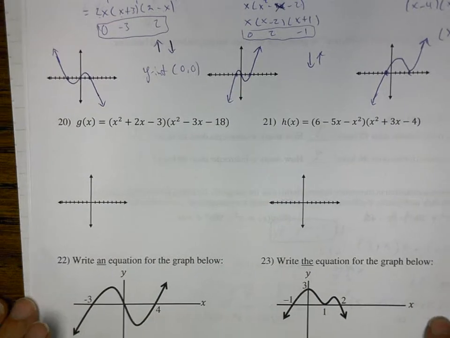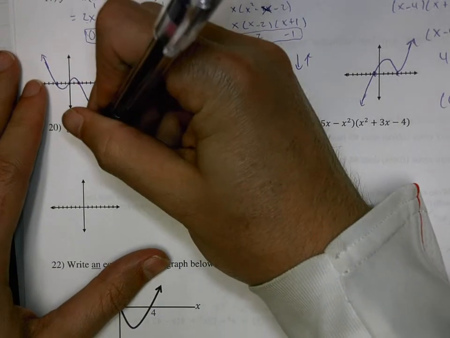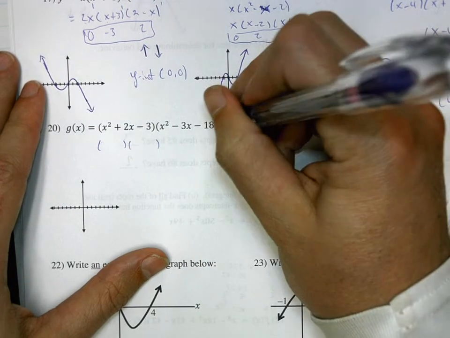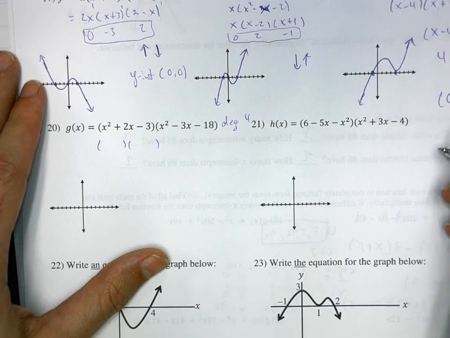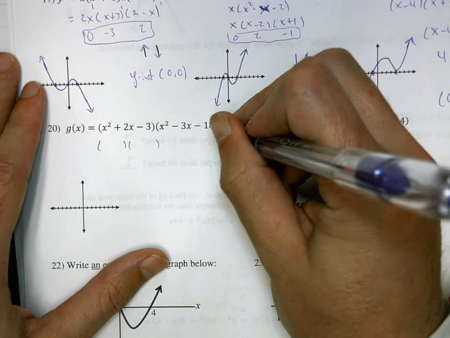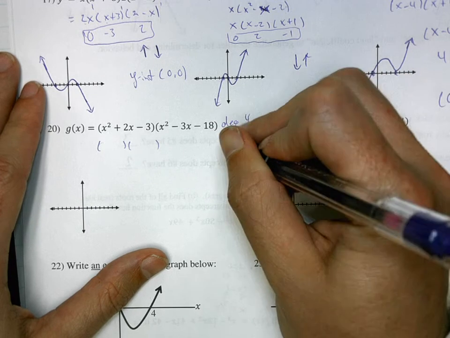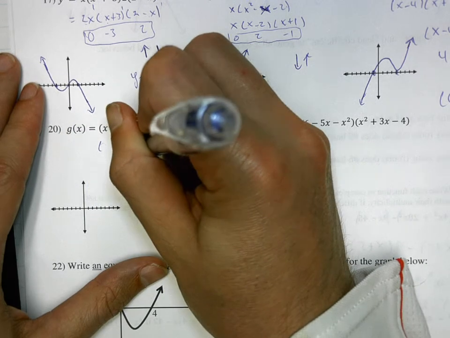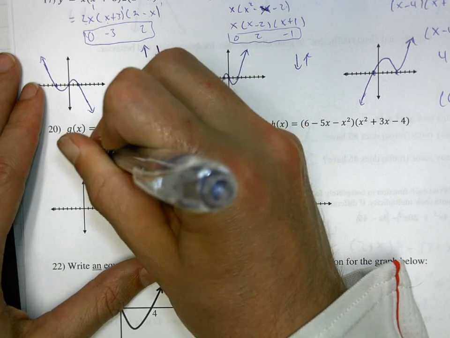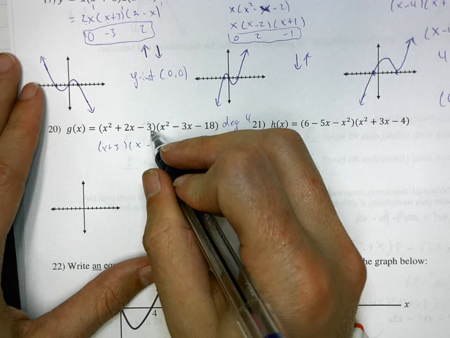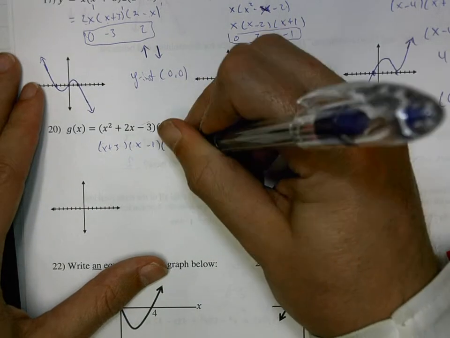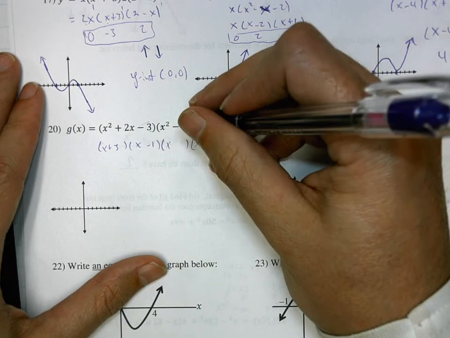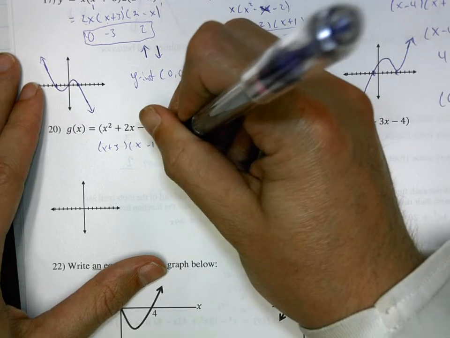20. Factor each of these guys. First off, degree 2, this is a degree 4 function. Since it's positive, the right side goes up. Even degree means the left side's the same way. So when we factor this, we get a positive 3, negative 1. Those are the two numbers that multiply to negative 3 and add to 2. Factor this guy. Two numbers that multiply to negative 18 but add to negative 3 would be a negative 6 and a plus 3.